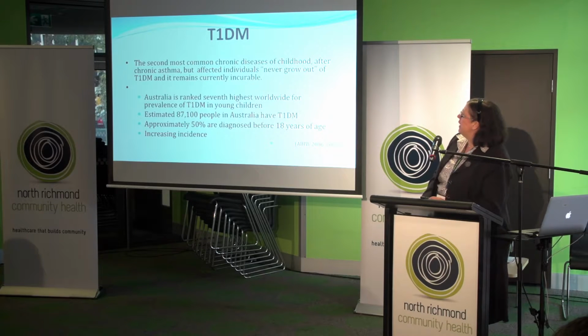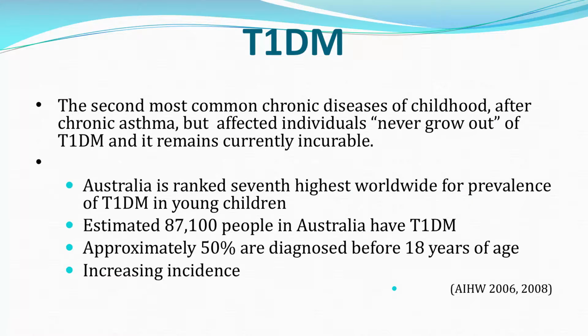Very briefly, type 1 diabetes is the second most common chronic disease of childhood, although I should say it's third because caries are the most common, after chronic asthma and caries. But affected individuals never grow out of type 1, and it currently remains incurable. We're one of the highest worldwide for the prevalence of type 1. There are lots of people in Australia with type 1, half of these are diagnosed before 18 years of age, and there's an increasing incidence.